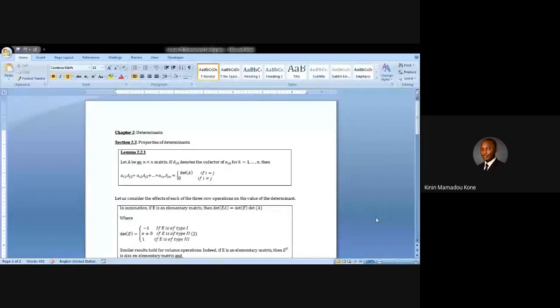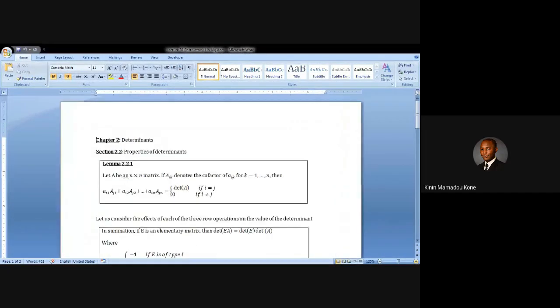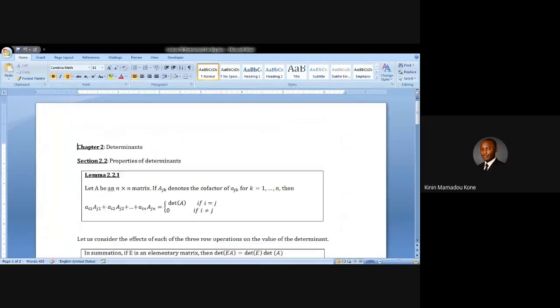So the next one is this one over here. So let's see some more properties of determinants. We're going to talk about the effects of elementary matrices on determinants. But before we do that, there is a lemma that we have to learn about.